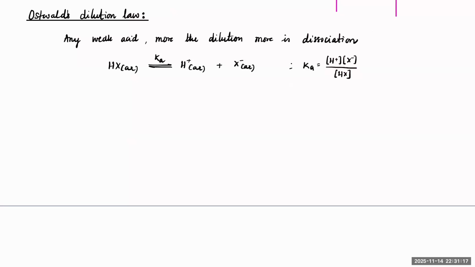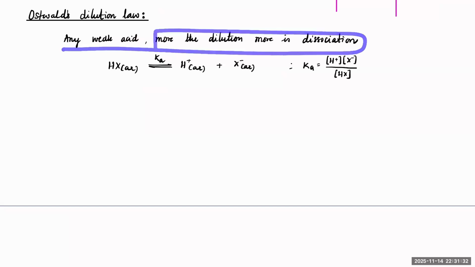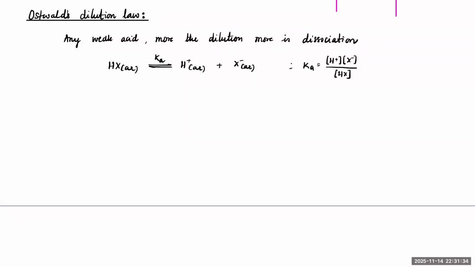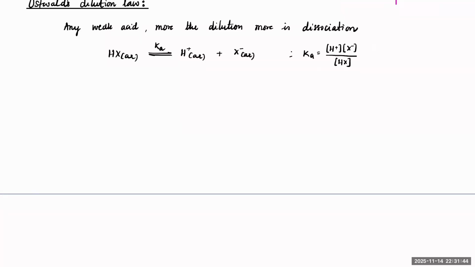Let me close it with a last thing. What is Ostwald's dilution law? See, for any weak acid, more the dilution, more is the dissociation. If you have more dilution, then there is more dissociation in that case. Clear? How do we prove it? Let's try to understand that, and we'll also prove the same here. So, how much is the dissociation in these cases? Clear?